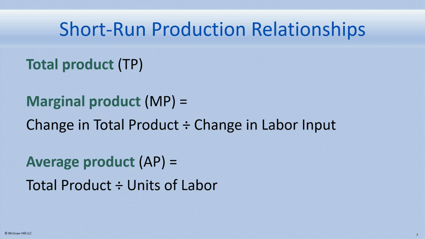So here are some relationships that we're going to encounter in the short run. Our focus today, at least initially, is on the short run. There's something called the total product. The total product is just all the stuff that you produce. So again, chairs.